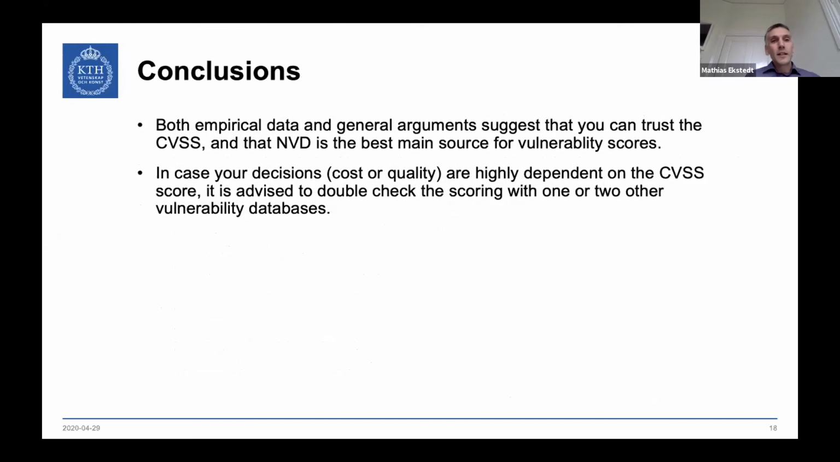So the overall conclusions here are that we have empirical data and also general arguments suggesting that we can actually trust CVSS, and in particular NVD would be the best source for looking into vulnerabilities. And just looking at NVD and trusting it would be quite straightforward. If you have a vulnerability where the score is really critical, for various reasons, and your decisions around it will impact important stuff, it would make sense to double check it with other scorers so that you are increasing your beliefs.